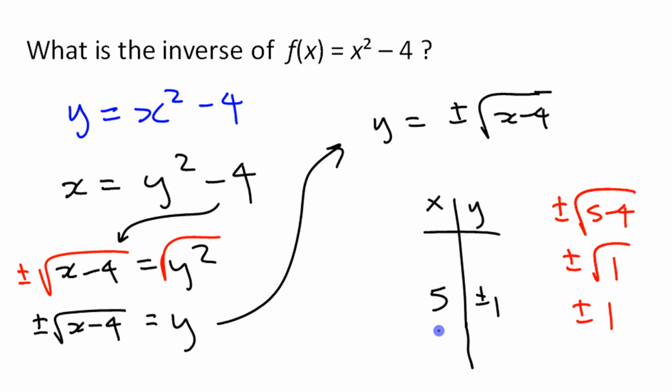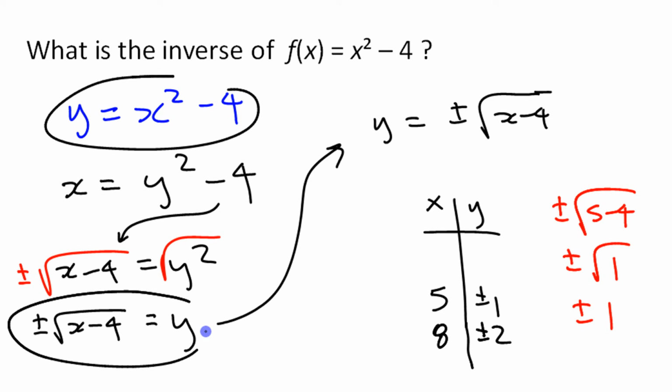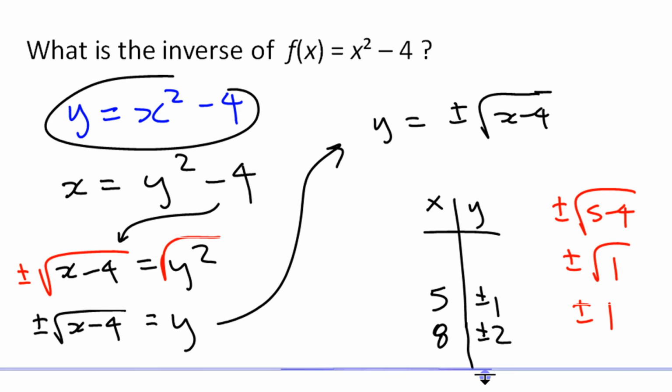You're going to find that if you try 8, you get plus or minus 2. If you try values above that as well, you're going to get two y values. It's not a function. That doesn't matter. It's still its inverse. This is the inverse of this, or you can write it this way. This is the inverse of that. Now the question though is, can you do something to it so that it is a function?